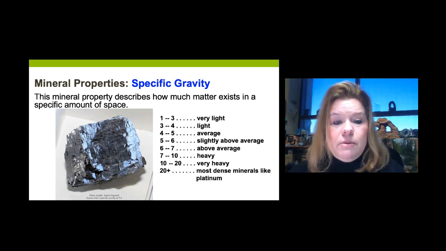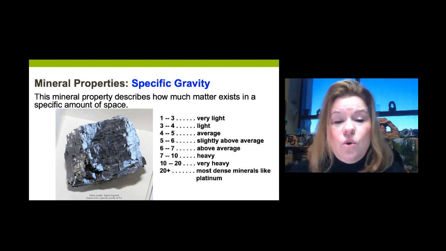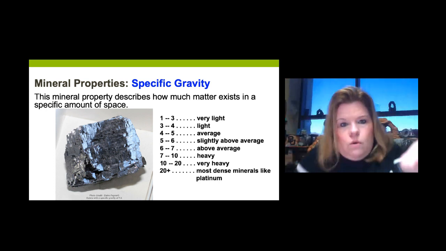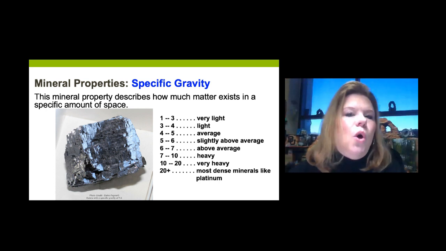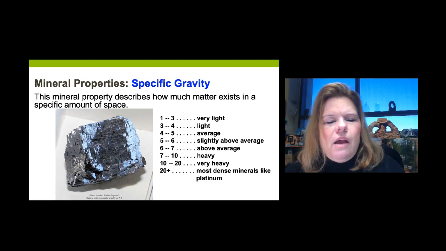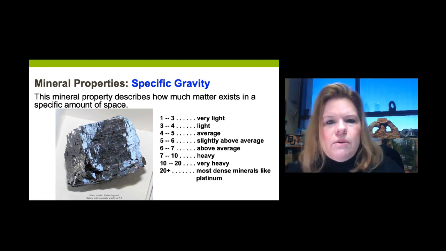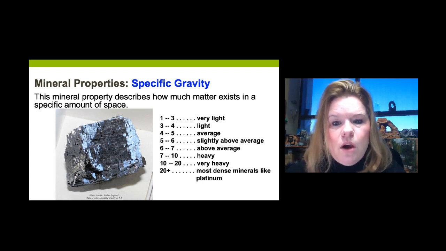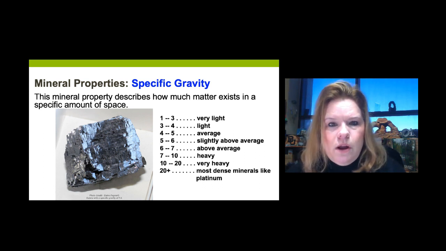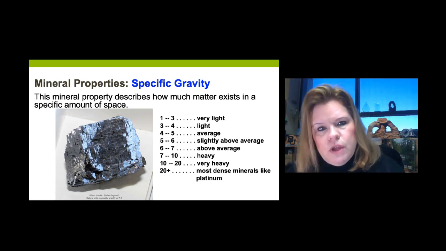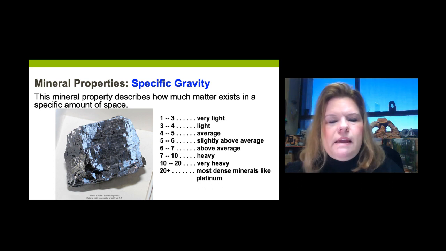If you picked up a mineral that is the same size as this, let's just say quartz, versus one with a higher specific gravity, it would feel much heavier in your hands. Basically, specific gravity is a measure of a mineral's mass relative to the mass of water. So the closer you are to 1, the closer you are to the specific gravity of water. The higher the number, the denser the mineral is.